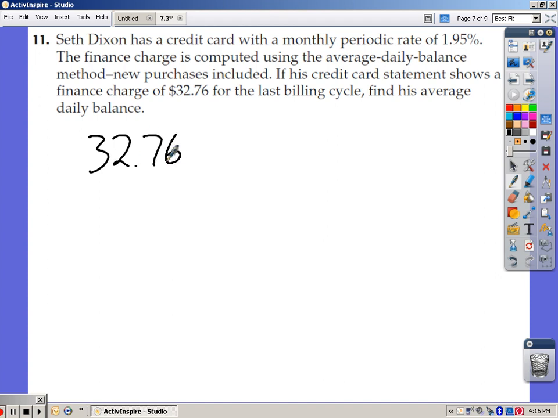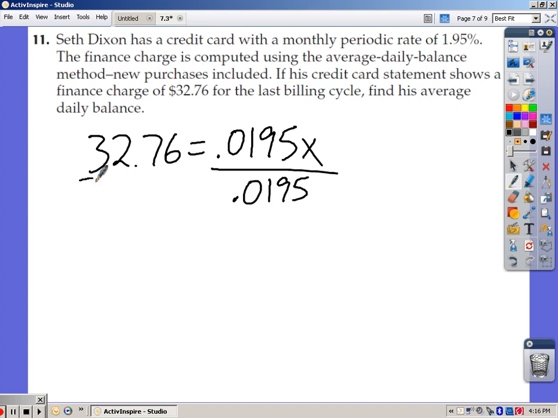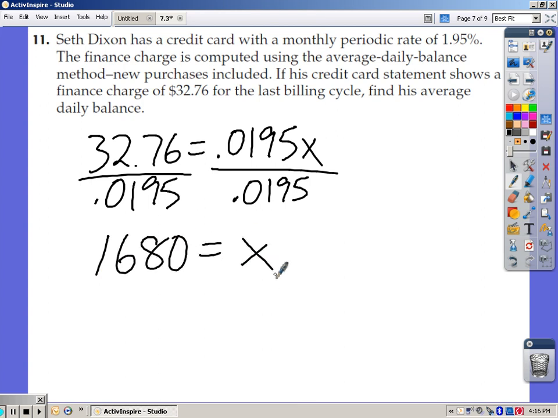$32.76, set it equal to the interest rate, 0.0195, times my unpaid balance, which we're representing as X. Divide both sides by 0.0195. You should come up with $1,680 equals X. That is your average daily balance.